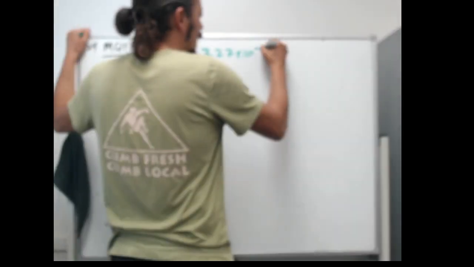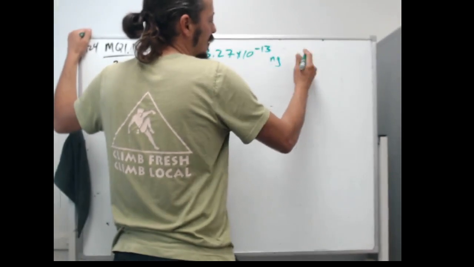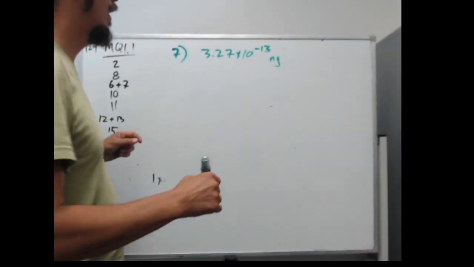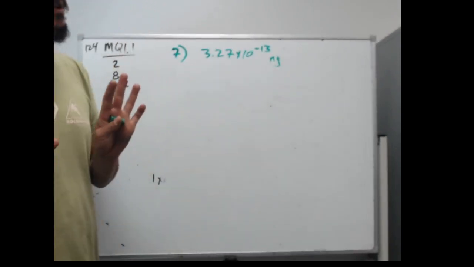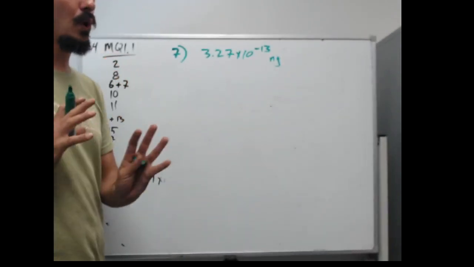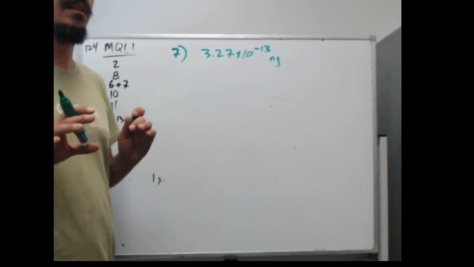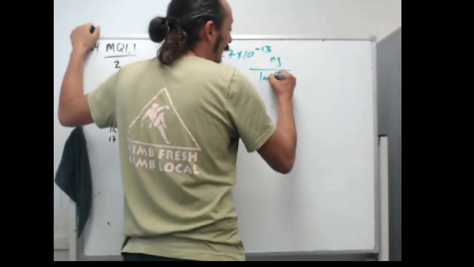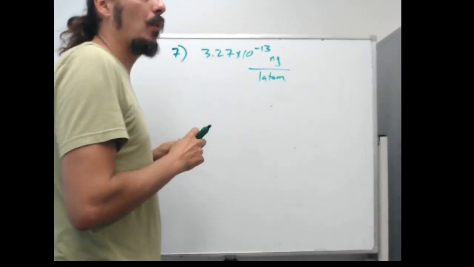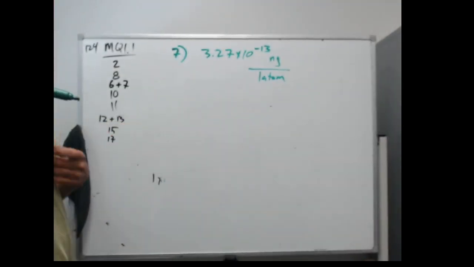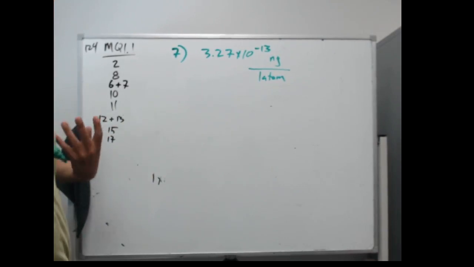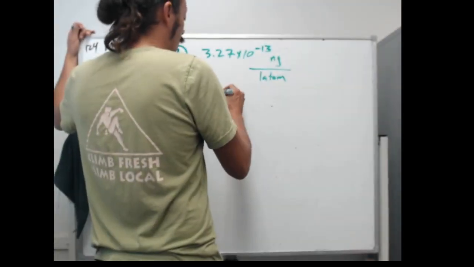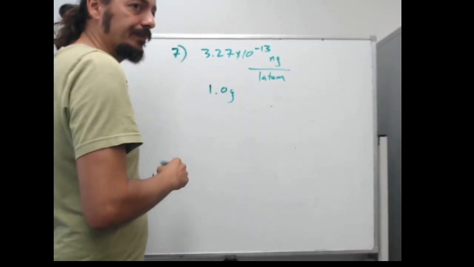Negative 13. -13 nanograms. That's our given. Now, here's the unit that's not given in the way it's written. It says 1 atom of gold weighs this amount, so we can put this as nanograms per 1 atom. Putting that 1 atom there makes it easier to do the unit analysis and find the number of atoms. And then we've got 1.0 grams of gold.